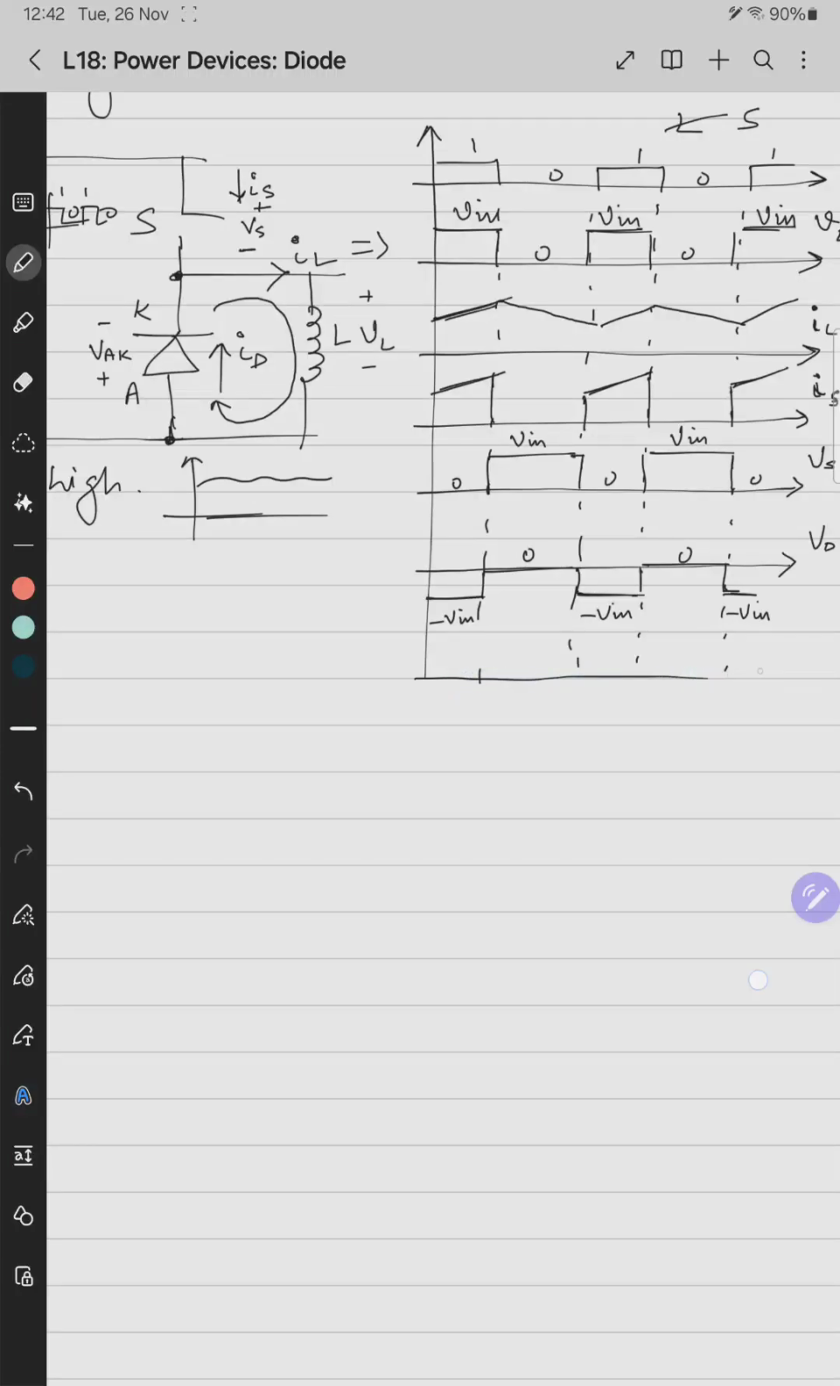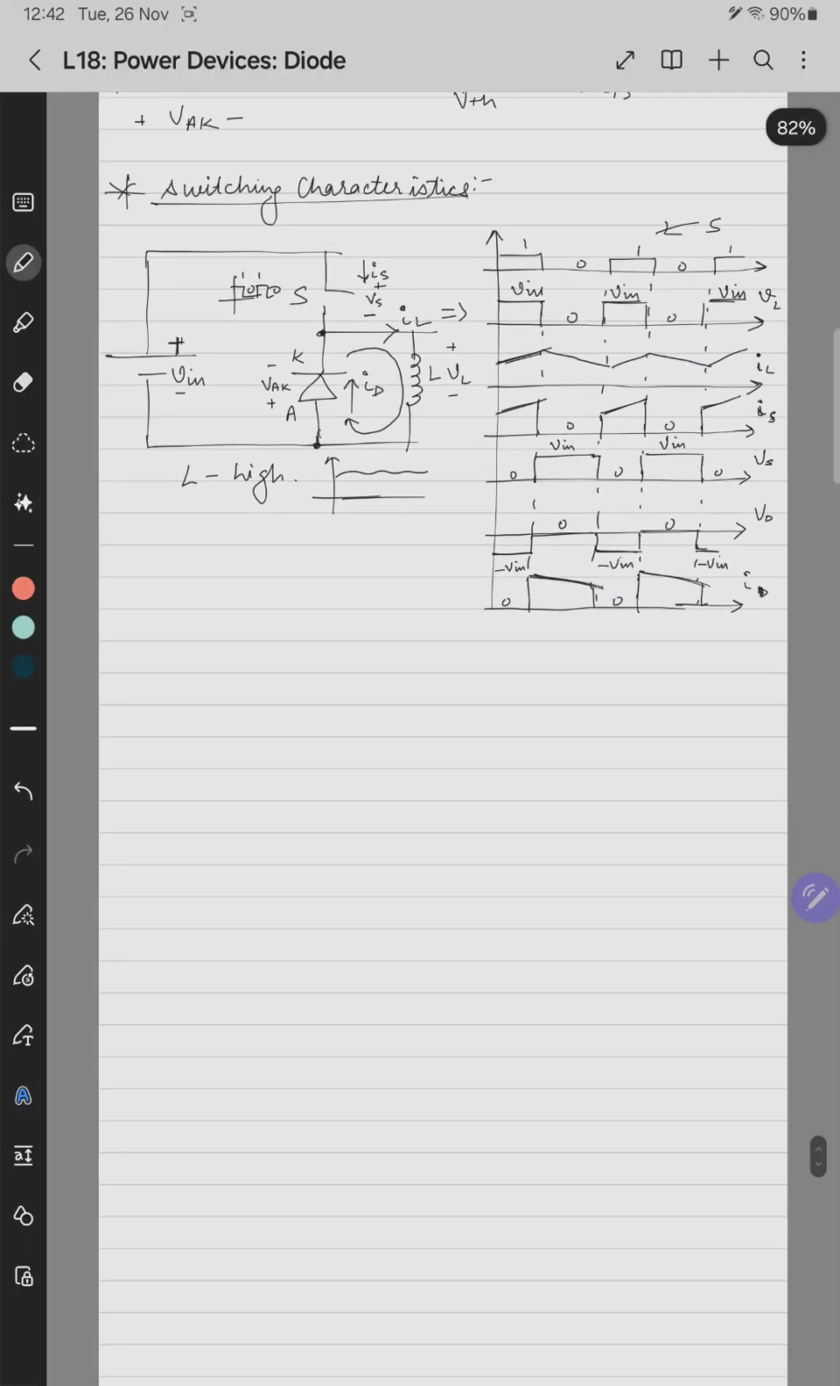And the last waveform is the waveform of the diode current. Diode current ID equals IL when the switch is off. And in the other case it is 0. Why? Because it's reverse biased. So it's like this. Chop off the inductor current waveform and take only the off value. It will be 0, 0 like this. This is ID. So this is how the waveforms should ideally be for the diode under test.